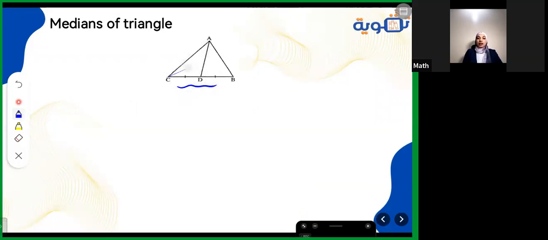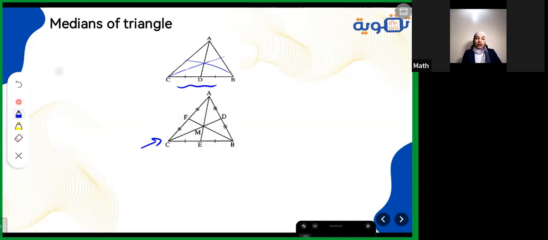That means any triangle, of course, should have three medians because it has three vertices, so you can join the three medians from each vertex. From the vertex to the opposite midpoint, it's a median. CD is a median, BE is a median, AE is a median. Whatever the type of the triangle, it will have three medians. All these medians should intersect at only one point, and this one point we call the point of concurrence.